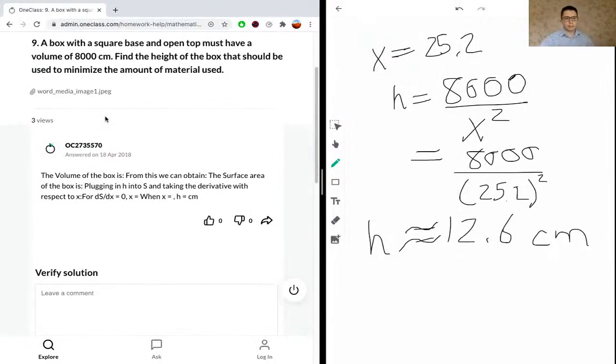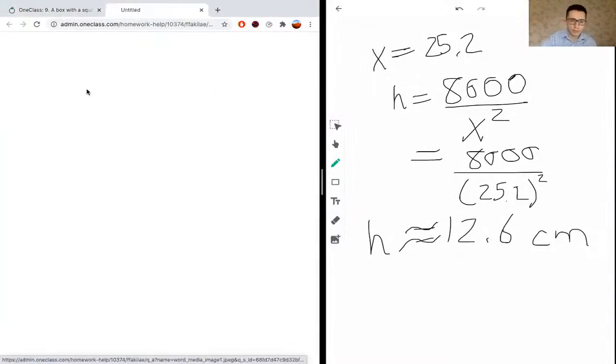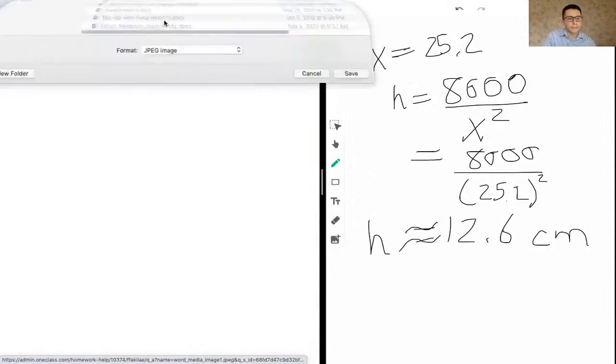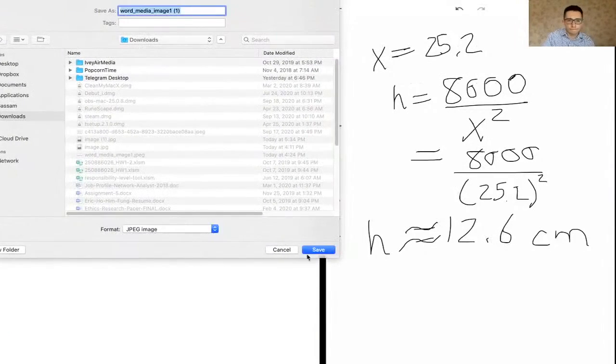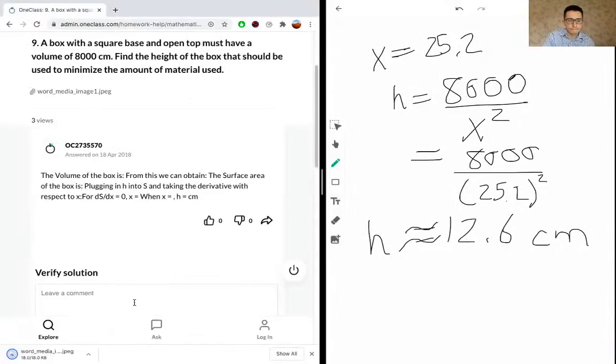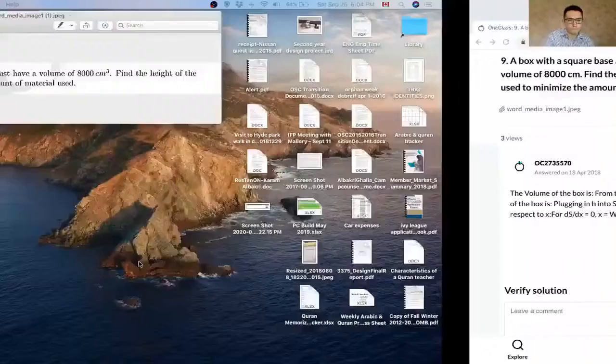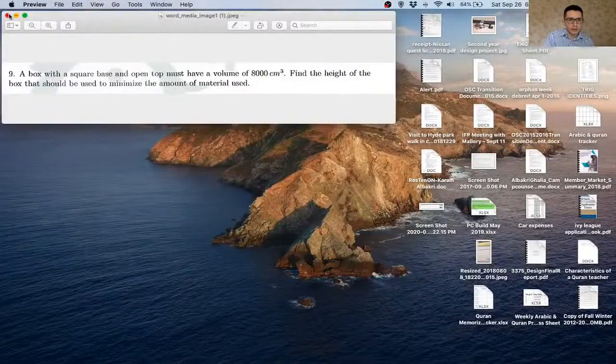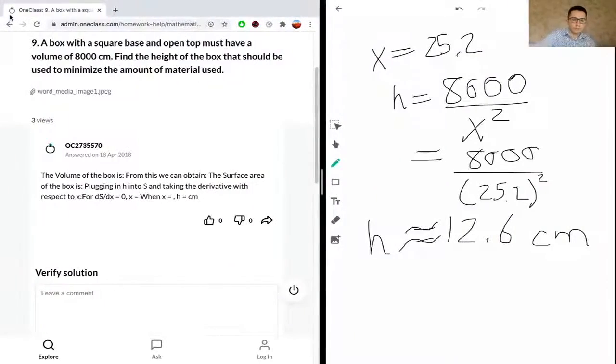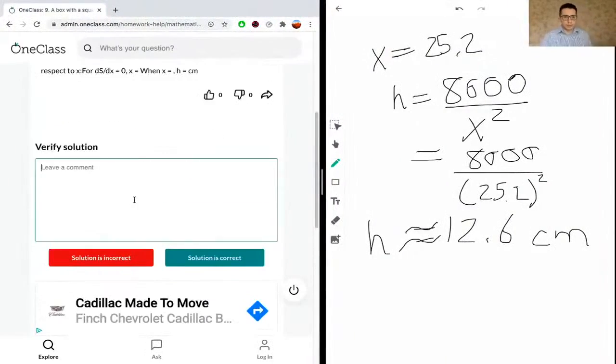So looking at this solution, the volume of the box is from this. We can obtain the surface area of the box from the volume. So it kind of gives a process. It doesn't show a complete solution. We have a file. Let's see what the file says. Okay, so the file is just giving us the question. So here the solution is not present.